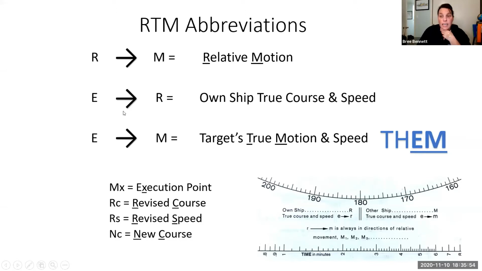So now we are going to talk about a few new points. We had our CPA, our ER and M, and now we're going to talk about MX, and that is our execution point. This can be a time, or a distance, of when you are going to turn, if you have to. When is that point of execution?